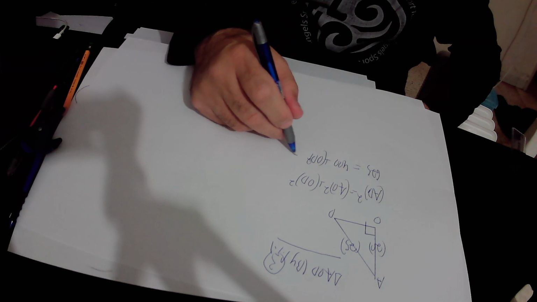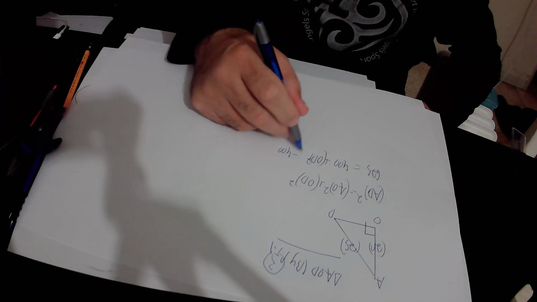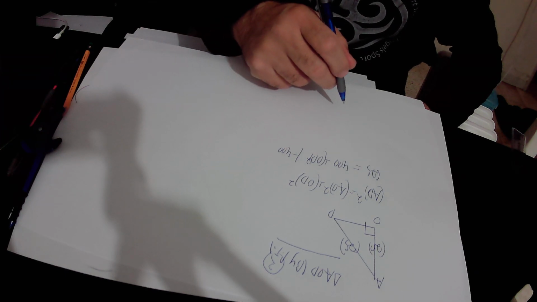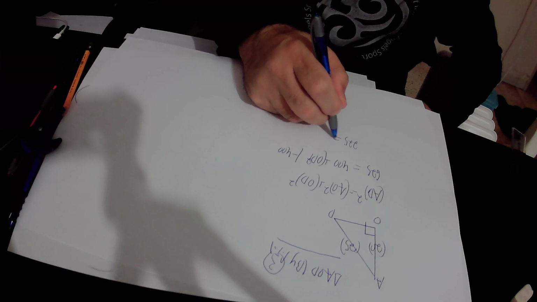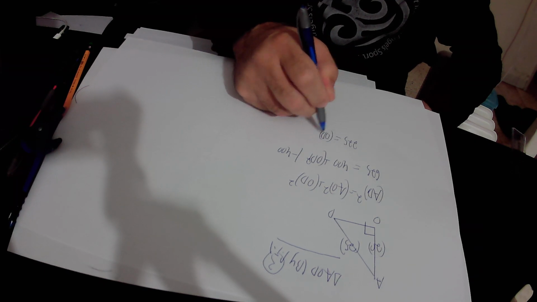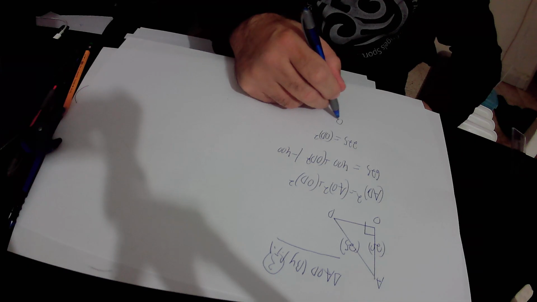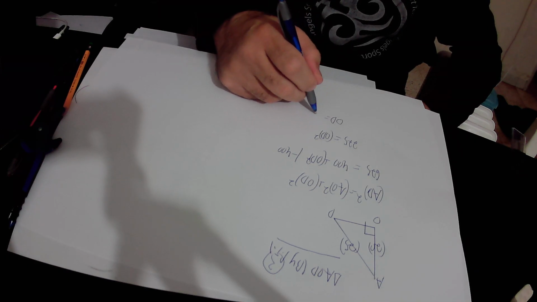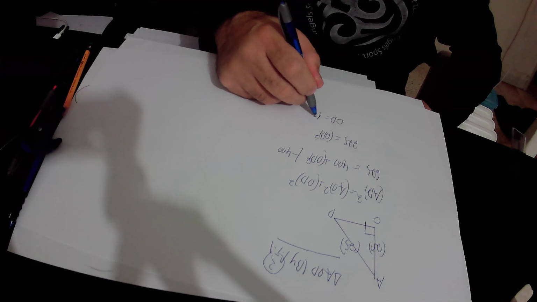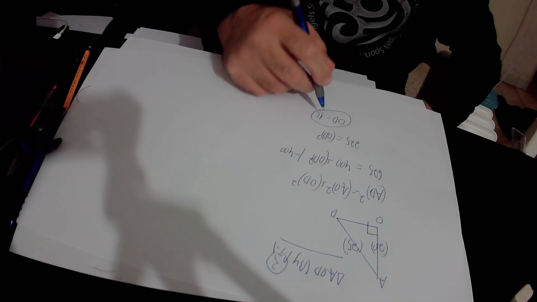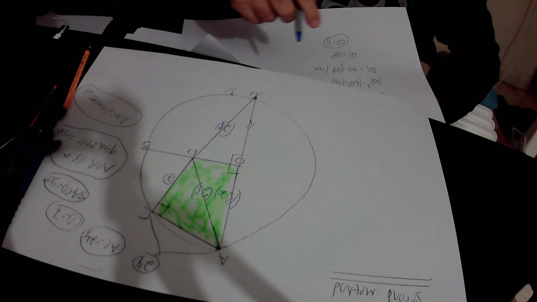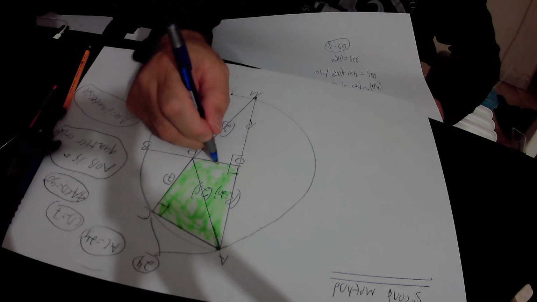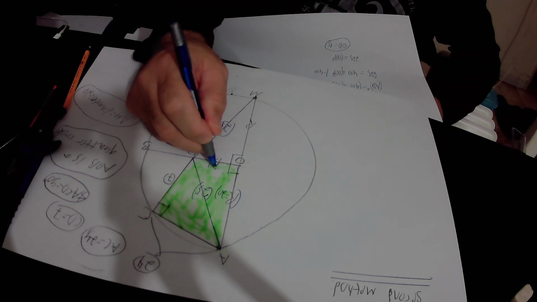We subtract 400 from this equation, and we get that 625 minus 400 is 225, which equals OD squared. Here we take a root out of this equation and finally we get that OD equals the square root of 225, this is 15. So the length of the missing side OD equals 15 units.